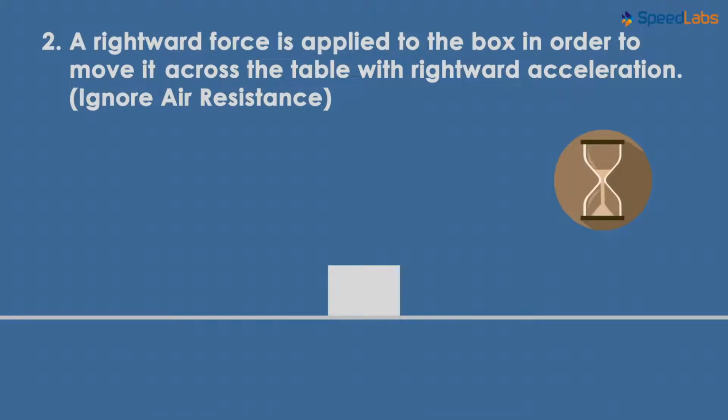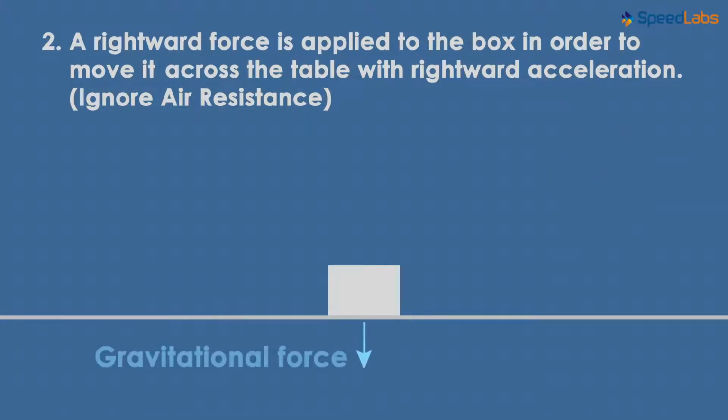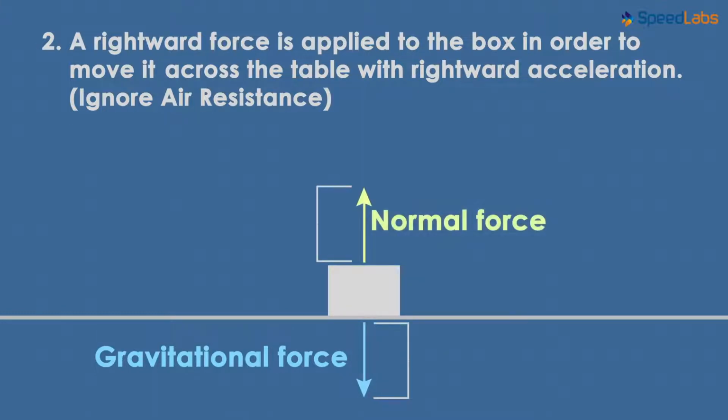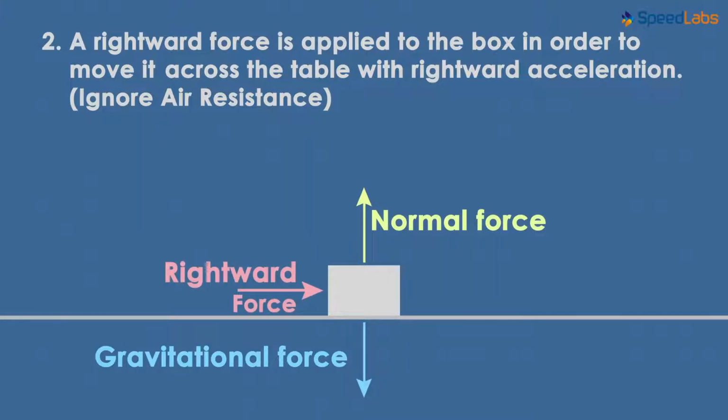Read it well. First things first, the force of gravity will exist and pull the box in the downward direction. As it's placed on the table, there will be an equal and opposite normal force acting upwards. Now we come to what's written. A rightward force makes the box move across the table with rightward acceleration. The word acceleration is very important here.